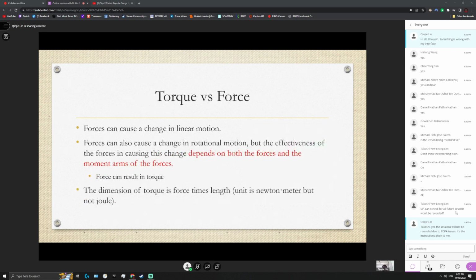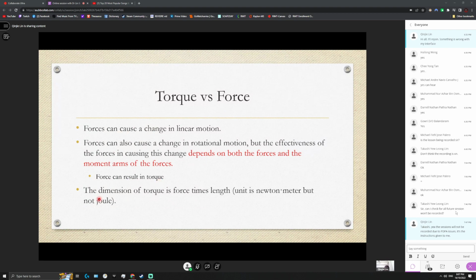So what is the difference between torque and force? Forces can cause a change in linear motion. Forces can also cause a change in rotational motion, but the effectiveness of the forces in causing this change depends on both the force itself and the moment arms of the forces. That means it depends not only on the magnitude of the force, but also how far it is applied from the pivot, the shortest distance away. So it's actually this force that results in the torque. Torque is the force times the perpendicular distance.